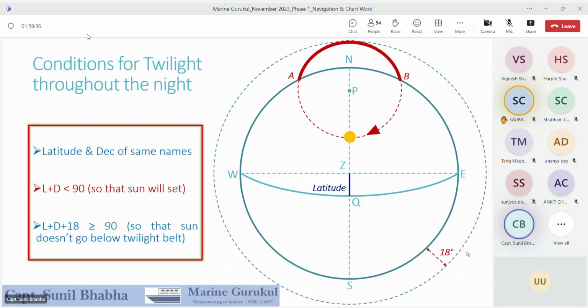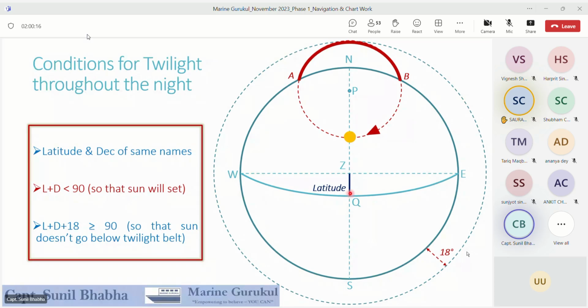Now, one more concept which is sometimes asked in the questions is, what are the conditions for twilight throughout the night? So let me explain you with the help of this diagram, what they mean by the term twilight throughout the night? So we have taken a particular observer. We have shown the rational horizon for this particular observer, and we have shown the 18 degrees twilight zone also going into an altitude of up to -18.